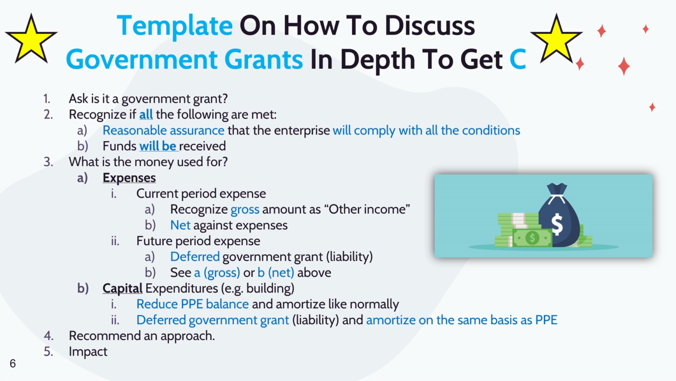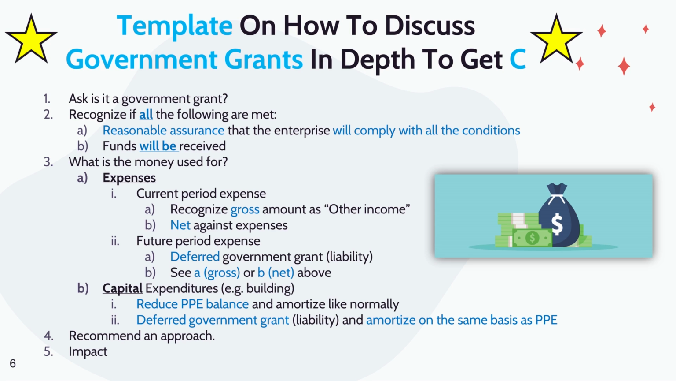So then we talk about how your money is going to be used. Is it going to be for expenses or is it going to be for capital expenditures, which are normally your PP&E or your buildings? If it's going to be for expenses, you have to ask yourself, is it going to be for the current period or is it going to be for the future period? If it's in the current period, what you can choose from is the gross or net method. If you're using the gross method, you essentially recognize the gross amount as other income. If you're going to record it using the net method, you just net it off against an expense. I'll have examples of this later in the video to make sure everyone understands how this gross or net works.